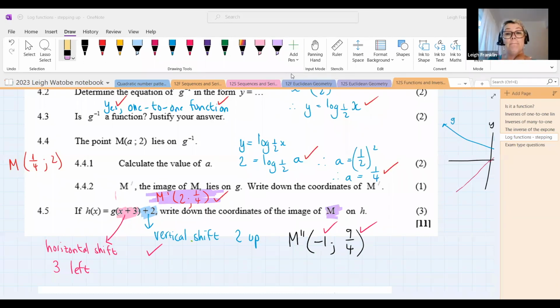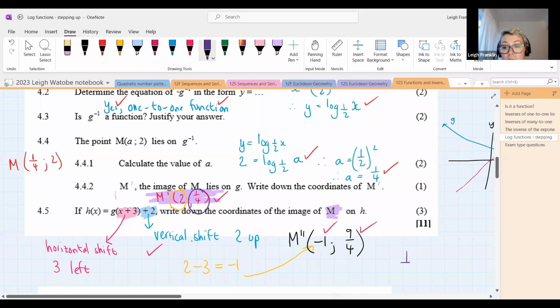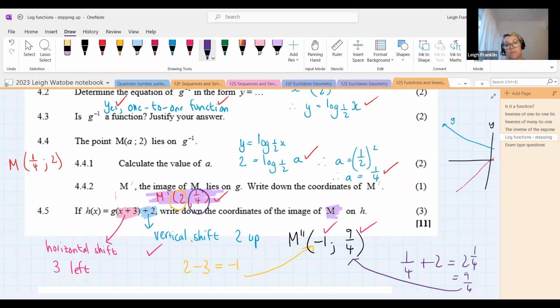For m double prime. Yes, ma'am. Okay, so they've told you to start with m prime, and they've told you to do a translation of that point. They've asked you to shift it 3 units to the left and 2 units up. So in other words, you're starting with your 2 over here, and you are taking 3 away from it. That's where you get -1. And then as far as your y is concerned, you're starting with a quarter, and then you're moving it 2 units up. So that's why you'd get 2 1/4, which is the same as 9/4. That's where that comes from.